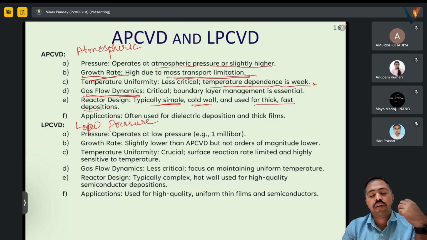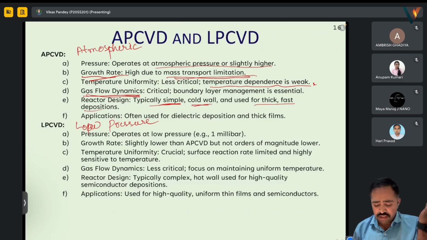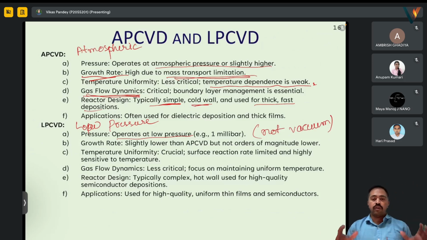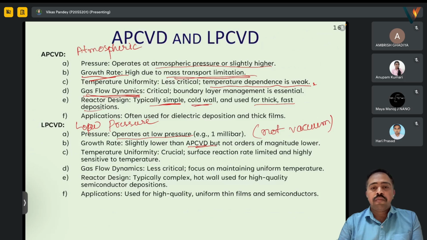Whereas if we are talking about low pressure CVD, LPCVD, they generally operate at low pressure but not vacuum. We are not talking about vacuum. We are talking about simply low pressure. That is where we are lowering the pressure, removing some air, but it is not in vacuum. Okay, the growth rate is slightly lower than APCVD, but not very low. It is simply a bit lower than APCVD.